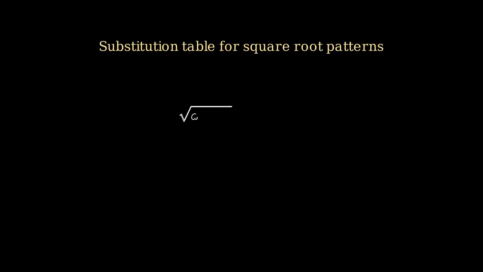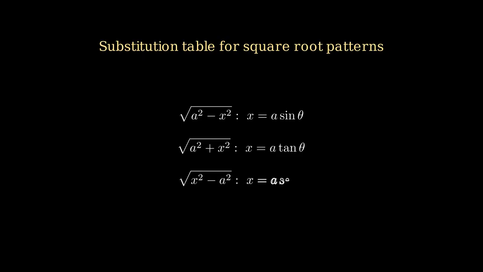There's also a substitution table for matching square root patterns. For the square root of a squared minus x squared, substitute x equals a sine theta. For the square root of a squared plus x squared, substitute x equals a tangent theta. And for the square root of x squared minus a squared, substitute x equals a secant theta.